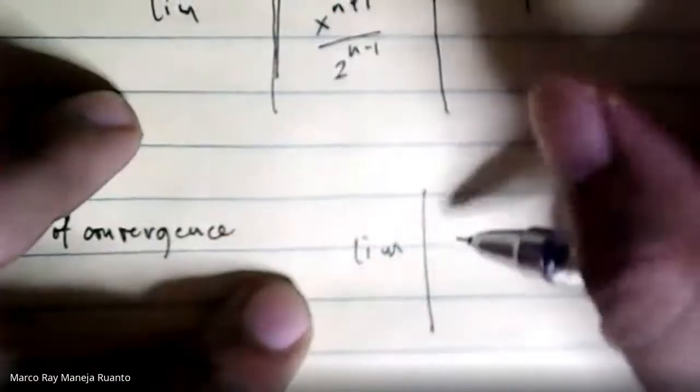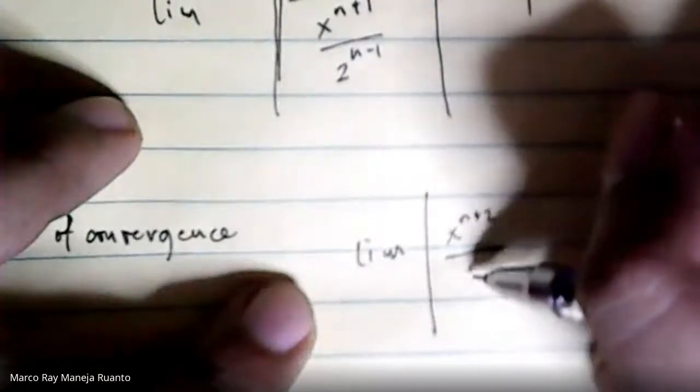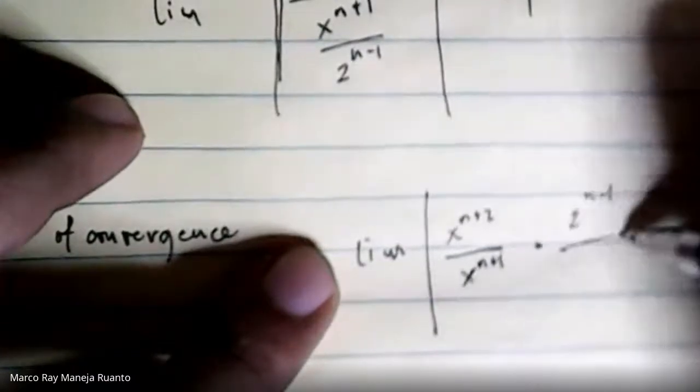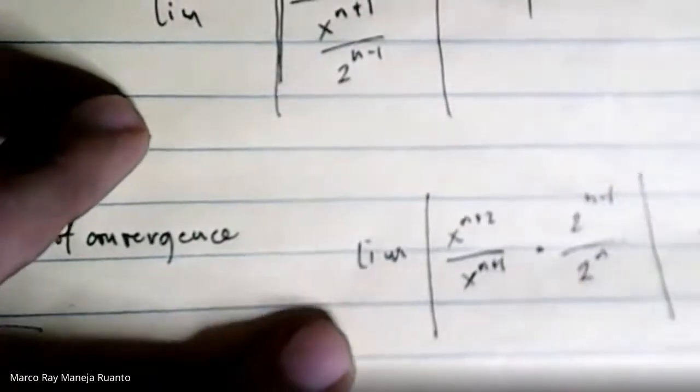Limit as lesser than 1. Okay. So this would be equivalent to the limit of x to the n plus 2 over x to the power of n plus 1 times 2 to the power of n minus 1 over 2 to the power of n. Okay, should be lesser than 1.